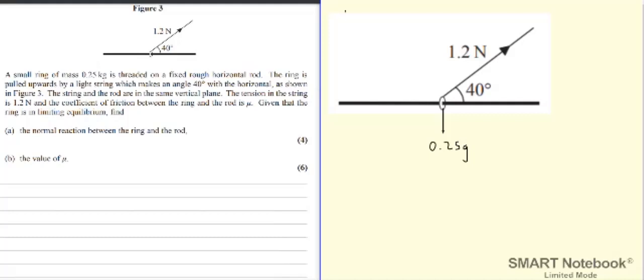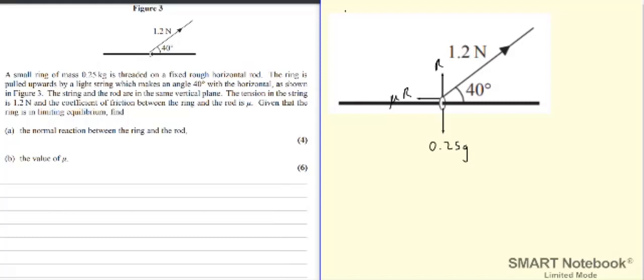Now, if the ring is being pulled to the right, then friction is going to oppose that. So we are going to have a frictional force acting in that direction. Let's call that mu R. Now, it is held in place, so the rod is holding this ring up, so you're going to have your normal reaction, which I'm going to label R here. Okay, so this is your complete diagram.